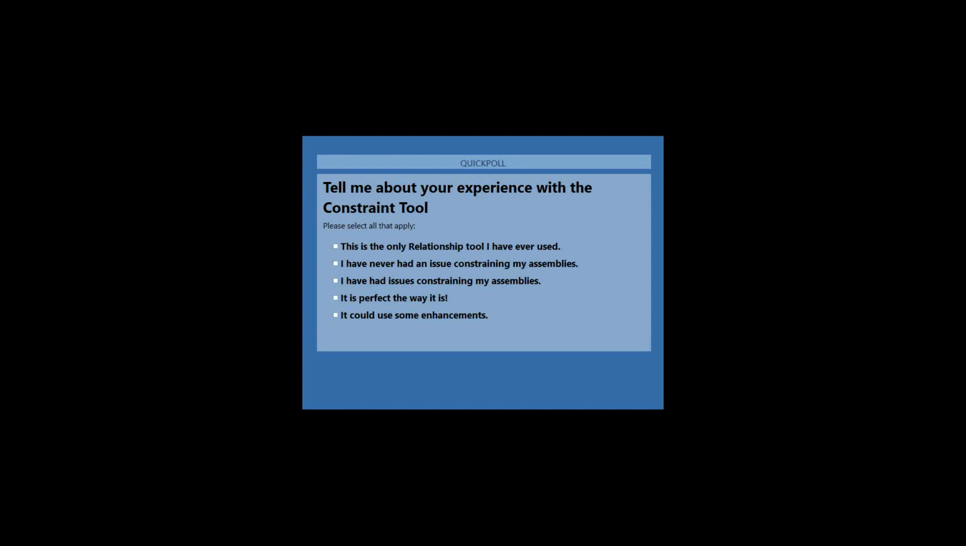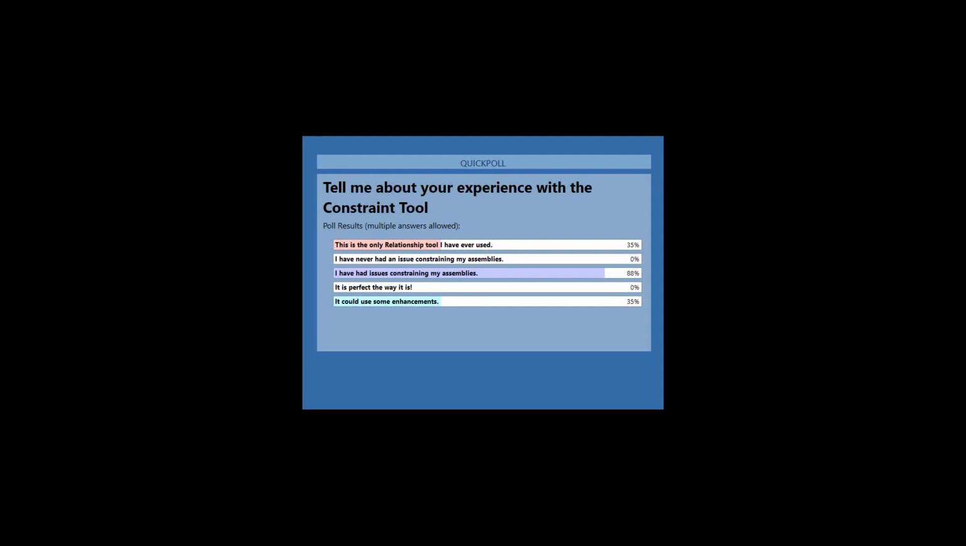Alrighty, let's take a look at some of these responses. A little bit of a surprise here. About 35% said this is the only relationship tool that you have used. That's about what I expected. Probably the same 35% said it can use some enhancements. Again, I'm surprised that number's not all the way up. But I'm a little bit surprised by that 88% number: I have had issues constraining my assembly. I'm sure that there have been some, but I definitely wasn't expecting a number that high. So hopefully today we can look at some other options or maybe some little tweaks in there that might help you out with some of those.